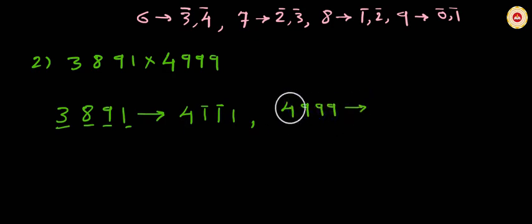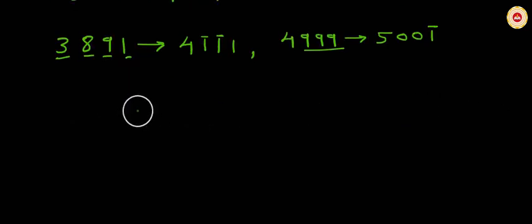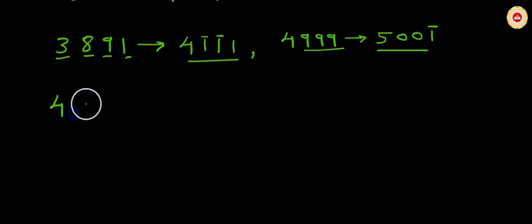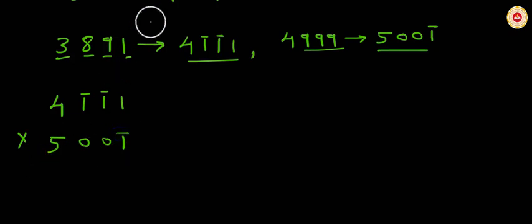Second number 4,999. So Ekadhik of 4 is 5. Apply Nikhilam Sutra on these three digits. 9 minus 9, 0. 9 minus 9, 0. And the last 9 should be subtracted from 10. So 10 minus 9 is 1. Change the sign of this 1. So let us multiply these numbers now. 4,111 with the middle two ones negative, multiplied by 5,001 with the last one negative.